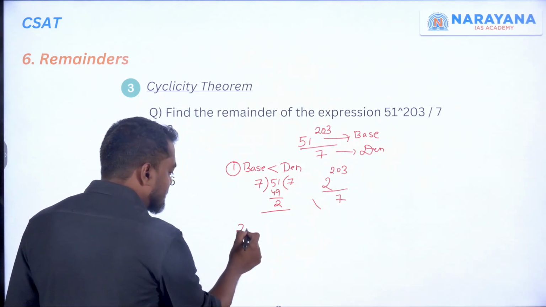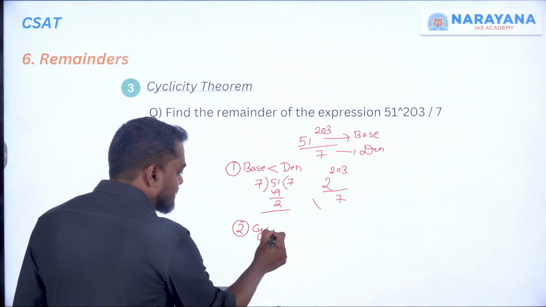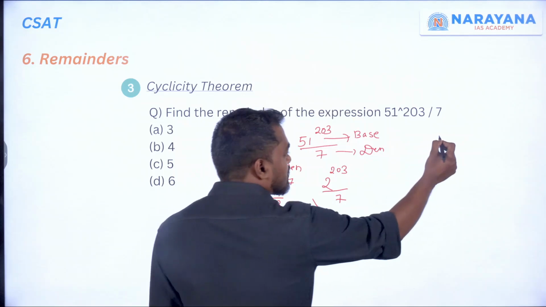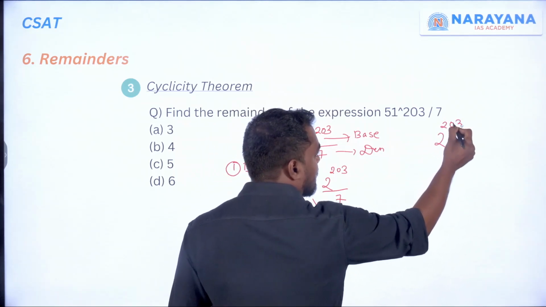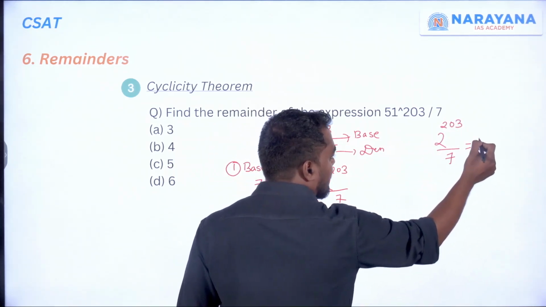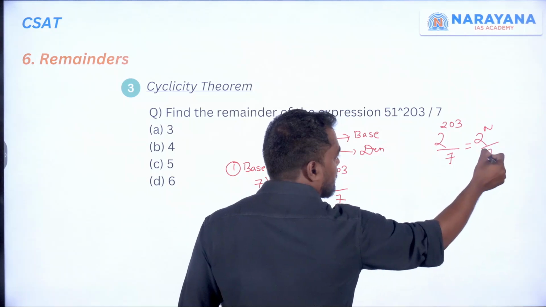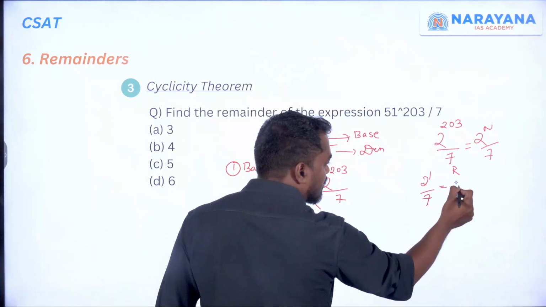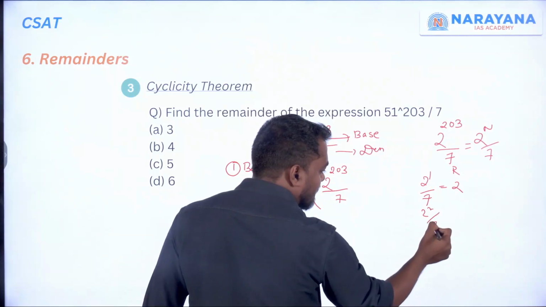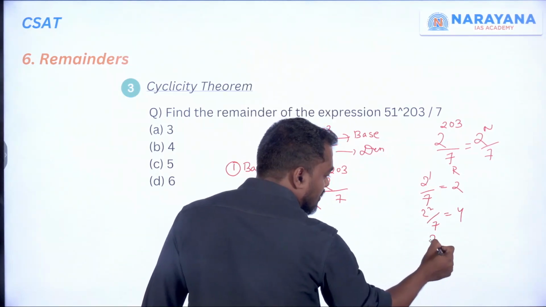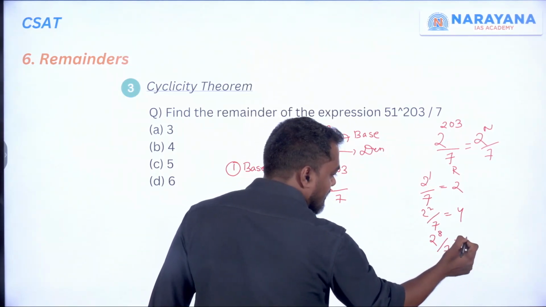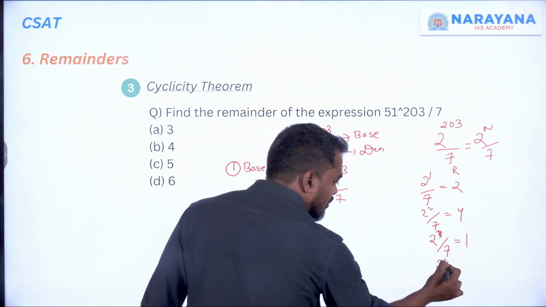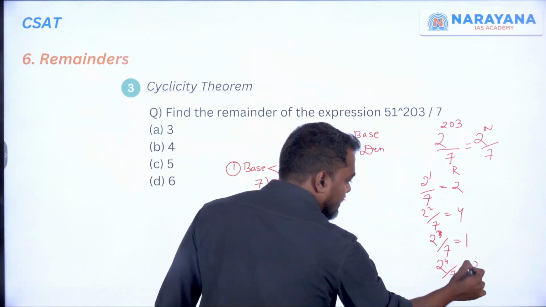Now what is the second step? We have to find the cyclicity. So what is the cyclicity for this one? 2 to the power 203 by 7 can be written like 2 to the power n by 7. Now if you see 2 to the power 1 by 7, what is the remainder? 2. 2 square by 7, that is 4. 2 cube by 7, remainder is 1. 2 to the power 4 by 7, remainder is 2.